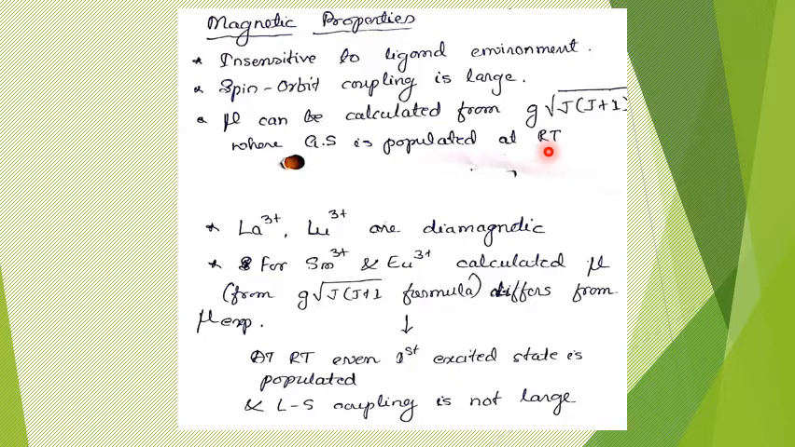Then, just based on the ground state, what is the term symbol for that ground state, or what are the capital L value, S value, J value, all those things can be calculated and substituted accordingly, and the magnetic moment can be calculated. Lanthanum 3 plus and lutetium 3 plus are diamagnetic. This is quite expected because lanthanum 3 plus will be an f0 system. You can write the electronic configuration and check. Whereas lutetium 3 plus will be f14. So you cannot find any unpaired electrons, because of which they will be diamagnetic, right?